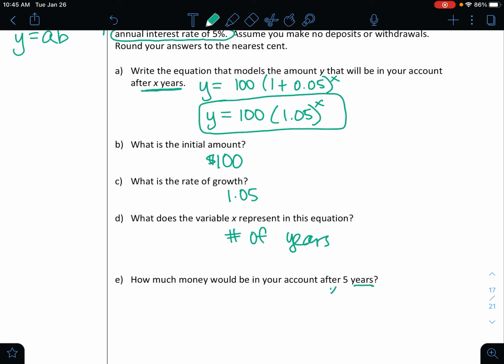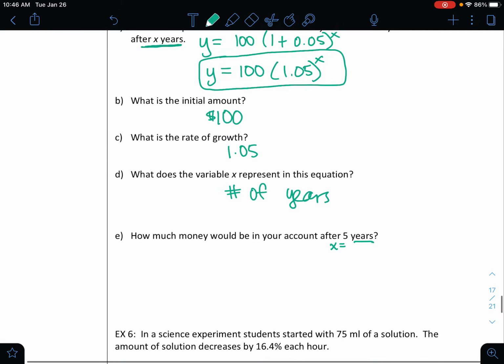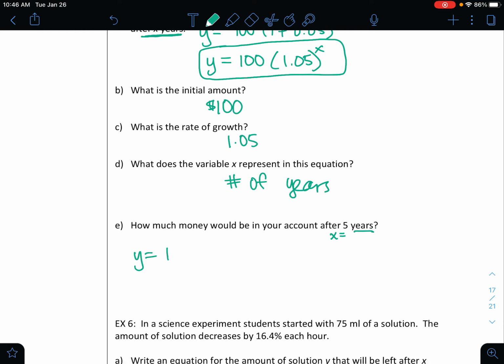Okay, let's make a prediction. How much money would be in your account after 5 years? So there is my x value. I'm just going to be able to plug 5 in. It doesn't say like after a certain date, so I don't have to worry about adjusting that. Okay, so let's plug that in. So y equals 100 times 1.05 raised to the 5. And again, we're just going to use our calculator here. All right, this is money. So I'm getting $127.63.